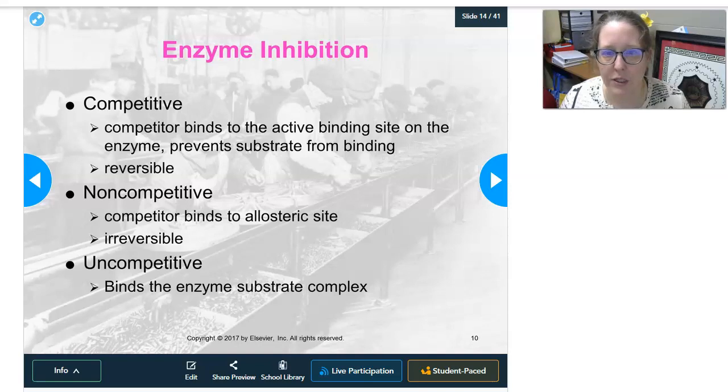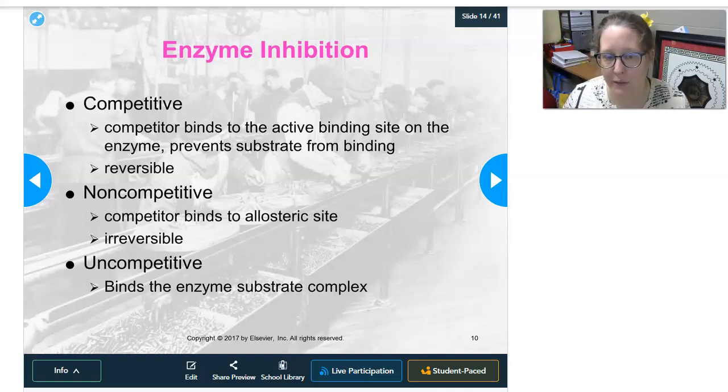All right, so the first type of enzyme inhibition is competitive inhibition. The competitor will bind to the active site where normally the substrate would bind, and then block the substrate from binding. This type of inhibition is usually reversible, meaning that if some of the chemical concentrations cause the competitor to unbind from that active site, then the enzyme is free to resume binding substrate and making product.